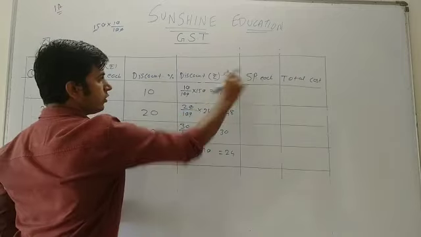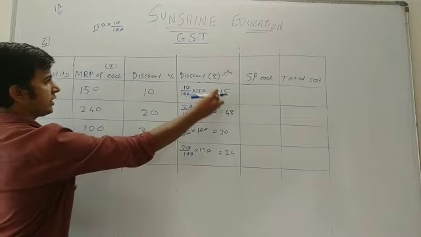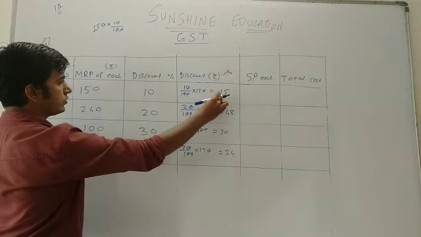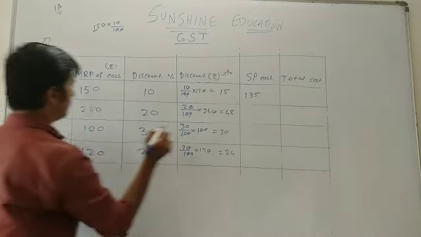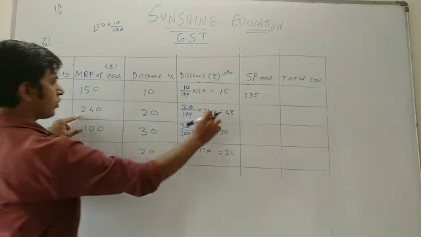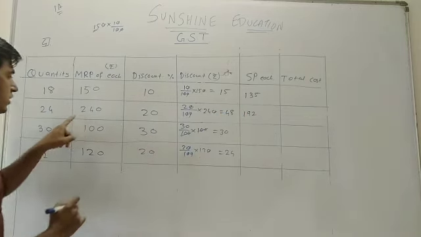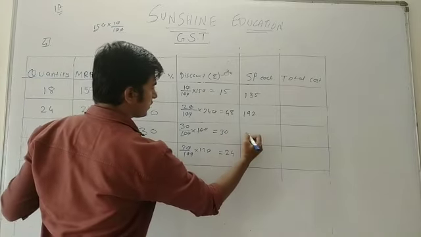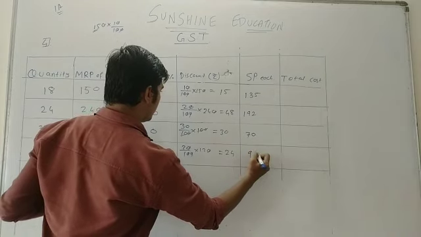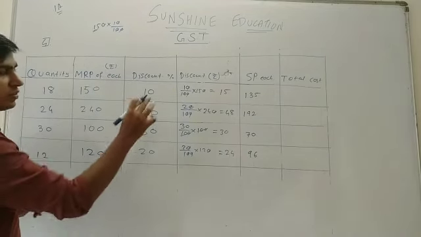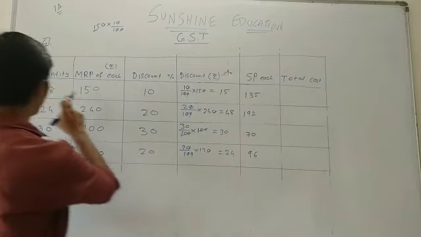Now I can find out the selling price, which is nothing but the discounted value. MRP minus discount: 150 minus 15 is 135. 240 minus 48 is 192. 100 minus 30 is 70. 120 minus 24 will be 96. So this is the selling price of each. Now what is the total cost? Total cost is selling price of each multiplied by quantity.